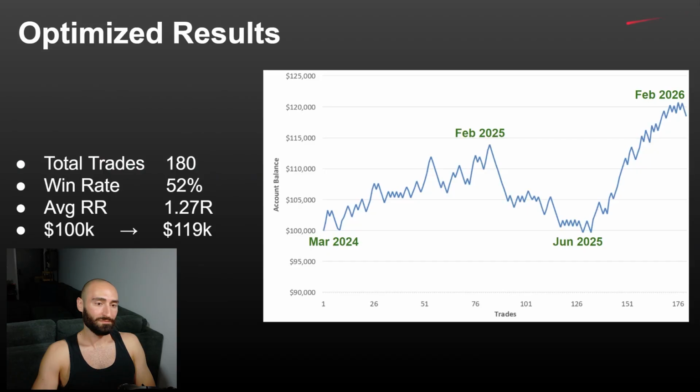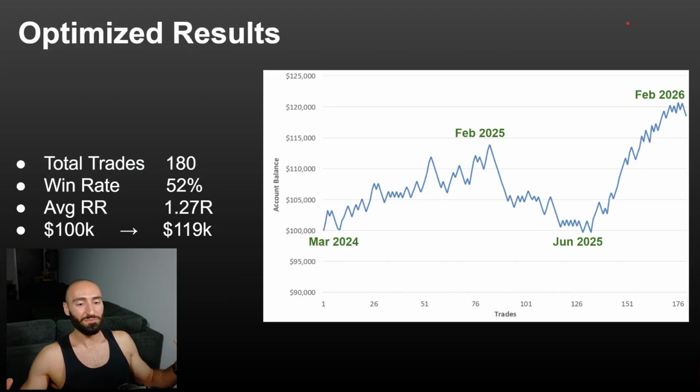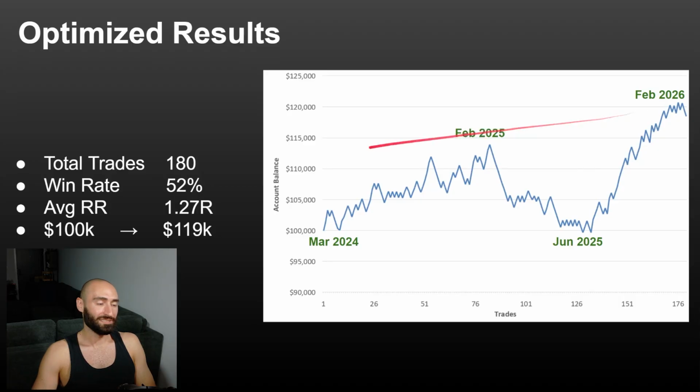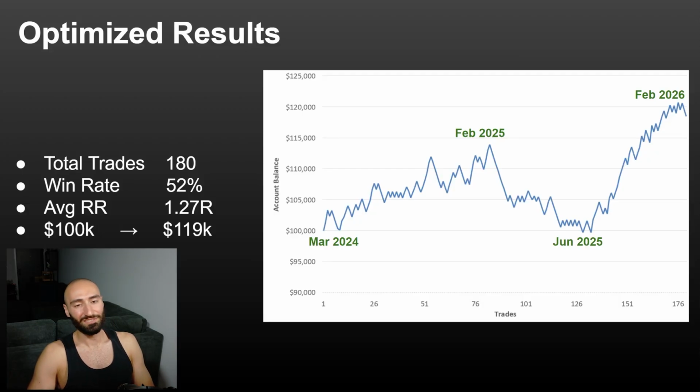Now, the results. These are optimized. I don't think they're that great. They're definitely not beating the S&P 500, but it's progress. Now, if you could replicate this June 2025 to February 2026 for 2 years straight, that would be amazing. But over the full 2 years, you get your 180 trades, 50% win rate, 1.27 R, so barely above 1R. And you make about 20K, which is that 20% over 2 years, about 10% a year.